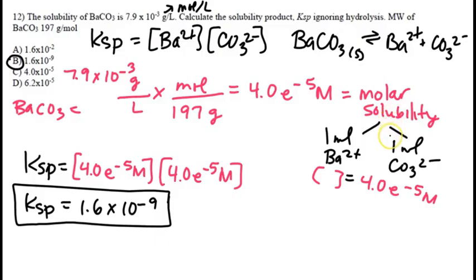And so the molar solubility has to do with the number of moles of ions. We have 1 mole of Ba2+, and we have 1 mole of CO3 2-. So both concentrations are equal to 4.0 times 10 to the negative 5 molar. All we need to do now is put these values back into our KSP expression and solve for KSP. So I'm going to put my KSP value as 4.0 times 10 to the negative 5 molar multiplied by 4.0 times 10 to the negative 5 molar. And I get 1.6 times 10 to the negative 9. That is going to be letter B.